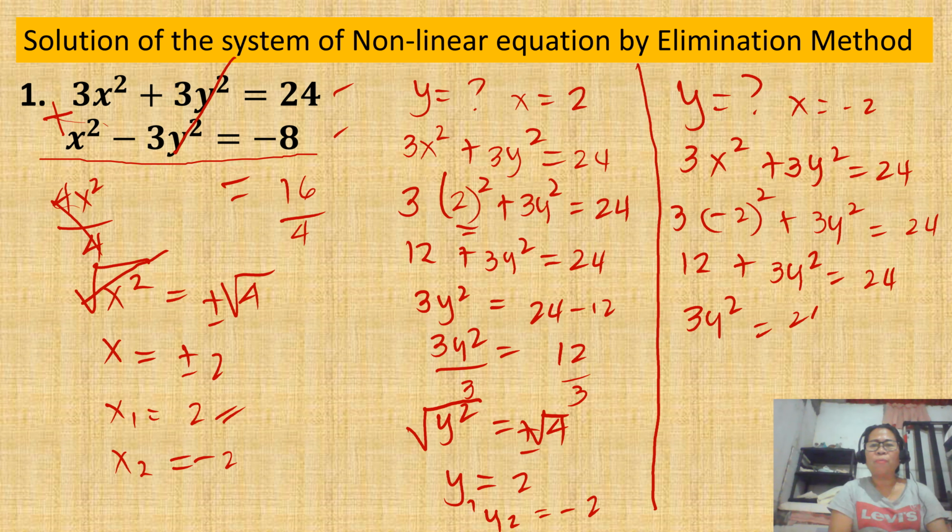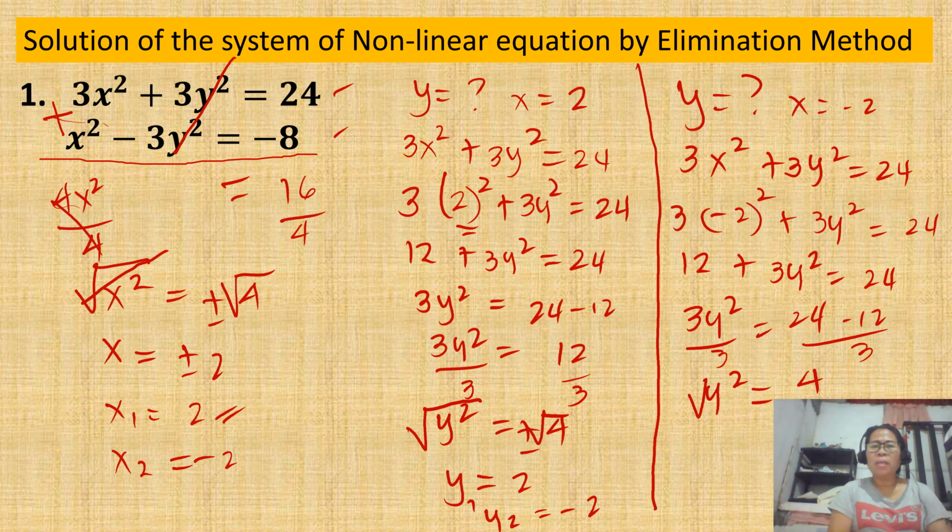Thus, this is all over 3, all over 3. No, it's already divided by 3. So therefore, it's already y squared. And then 24 minus 12 is 12, divided by 3 will be 4. And therefore, getting the value of y, we have y is equal to positive and negative 2.